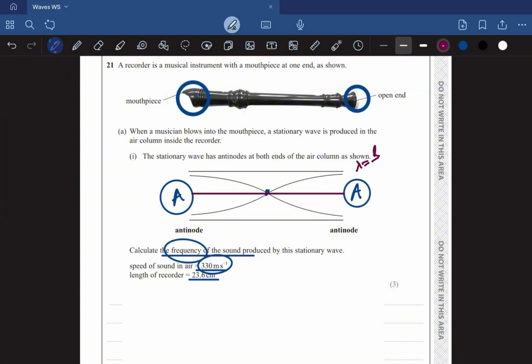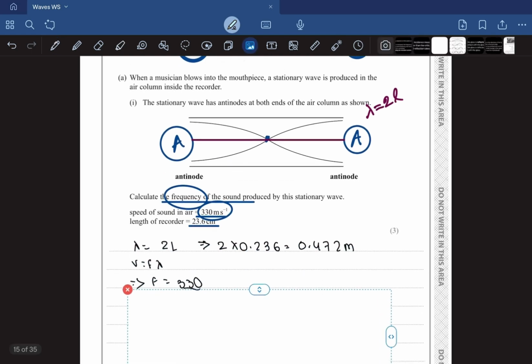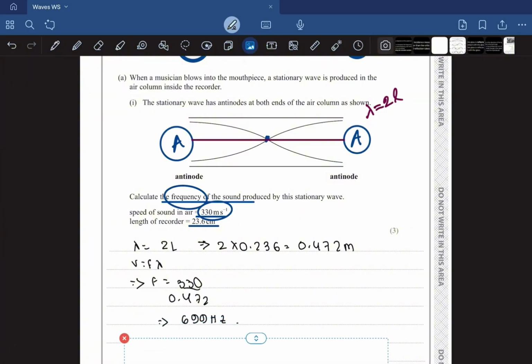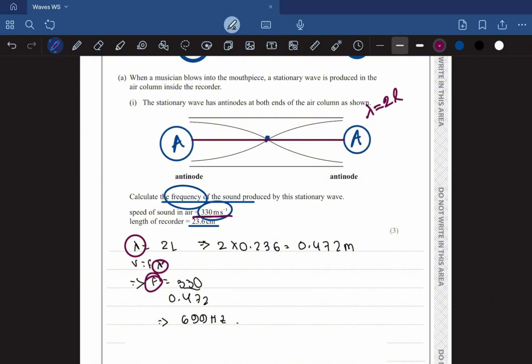lambda is equal to L by 2, right? Or we can say, sorry, my bad, lambda is equal to 2L, right? This is the formula. So now we can use lambda is equal to 2L to figure out our lambda value. And then when we are done with figuring out the lambda value, we can put this speed as well as this lambda to figure out our frequency. We can divide both of them and we'll get the value as 699 hertz.